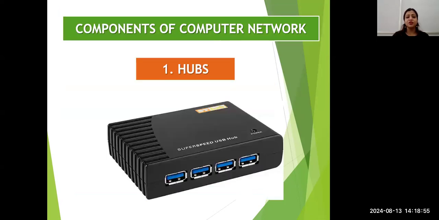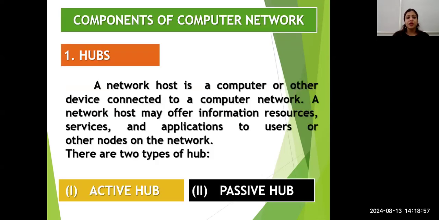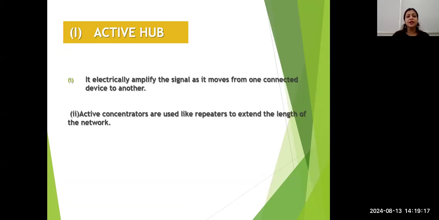Hub. We can see the picture of the hub. A hub is a network host, a computer or other device connected to the computer network. A network host may offer information resources, services, and applications to the users or other nodes on the network. There are two types of hubs, active hub and passive hub. An active hub electrically amplifies the signal as it moves from one connected device to another. Active concentrators are used like a repeater to extend the length of the network.